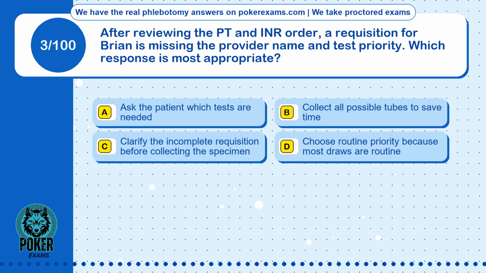Question 3. After reviewing the patient and INR order, a requisition for Brian is missing the provider name and test priority. Which response is most appropriate? Option A. Ask the patient which tests are needed. Option B. Collect all possible tubes to save time. Option C. Clarify the incomplete requisition before collecting the specimen. Option D. Choose routine priority because most draws are routine.